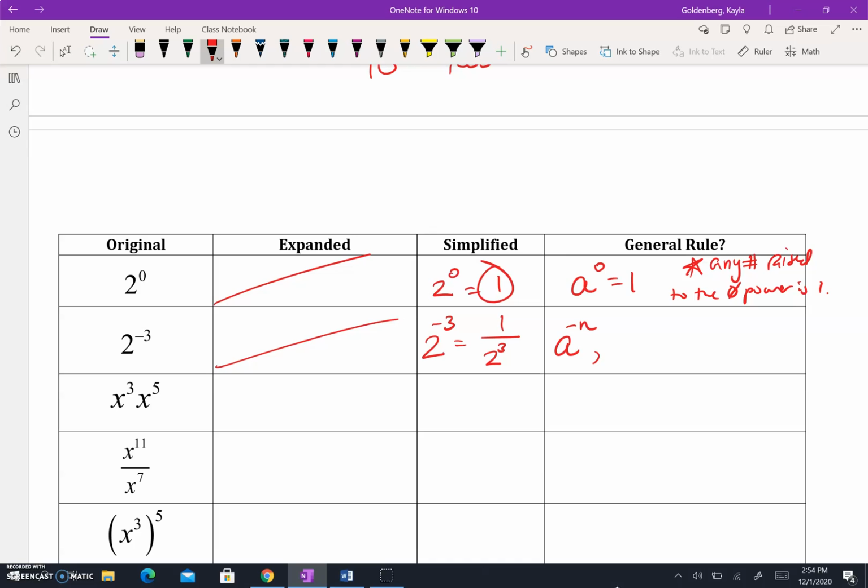We want to think about any case. That would be equal to 1 over a to the nth power. And you can see that example there in numbers. So the way I always think about it is if there's a negative exponent on top, like this is the top of a fraction, right?